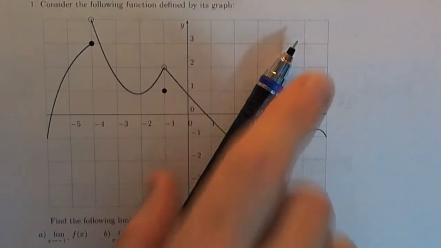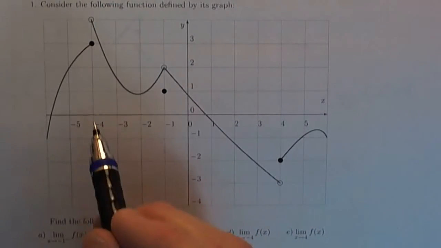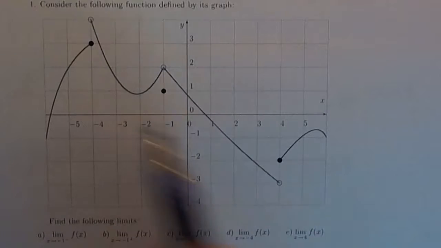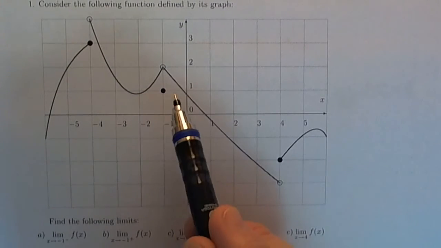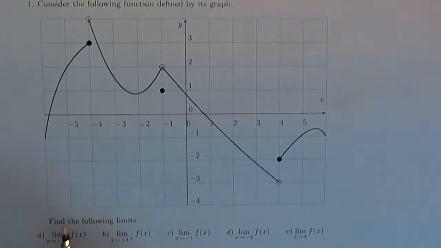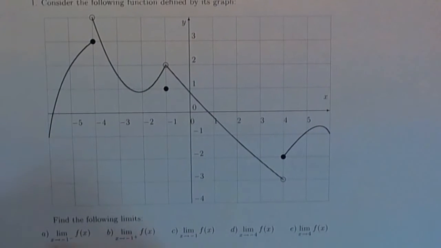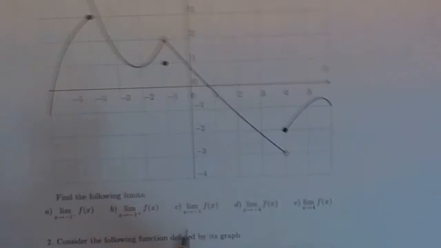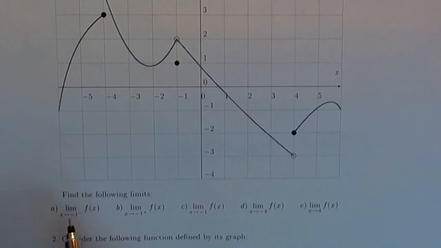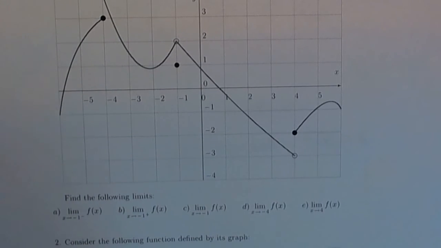Okay, let's look at finding limits from a graph. So here we've got this function, this f of x, and we want to talk about the limit, first of all, as x goes to -1 from the left, this part right here. Okay, so how do we approach that?